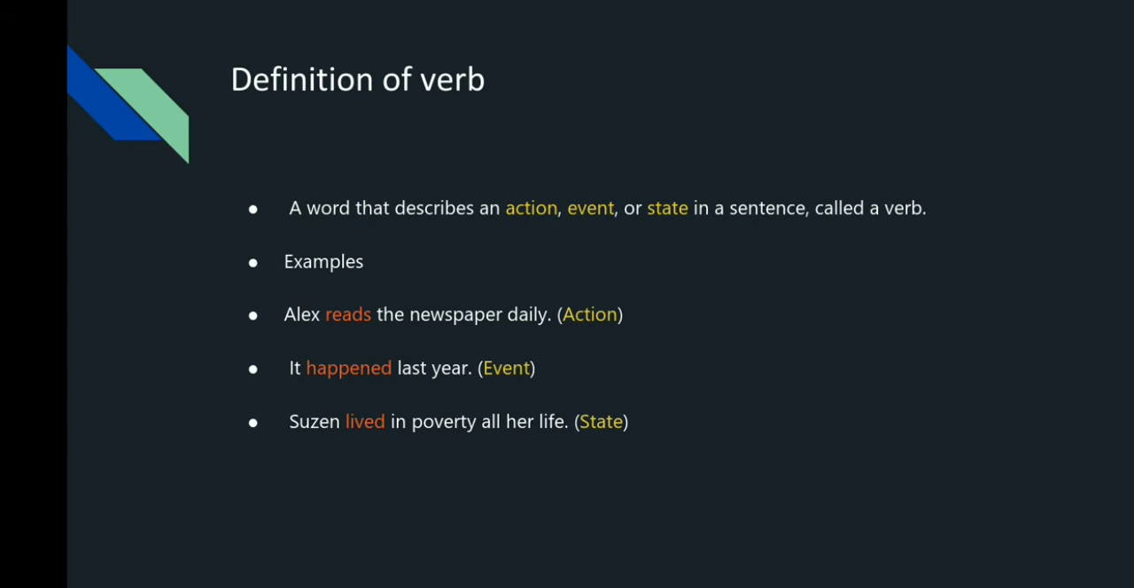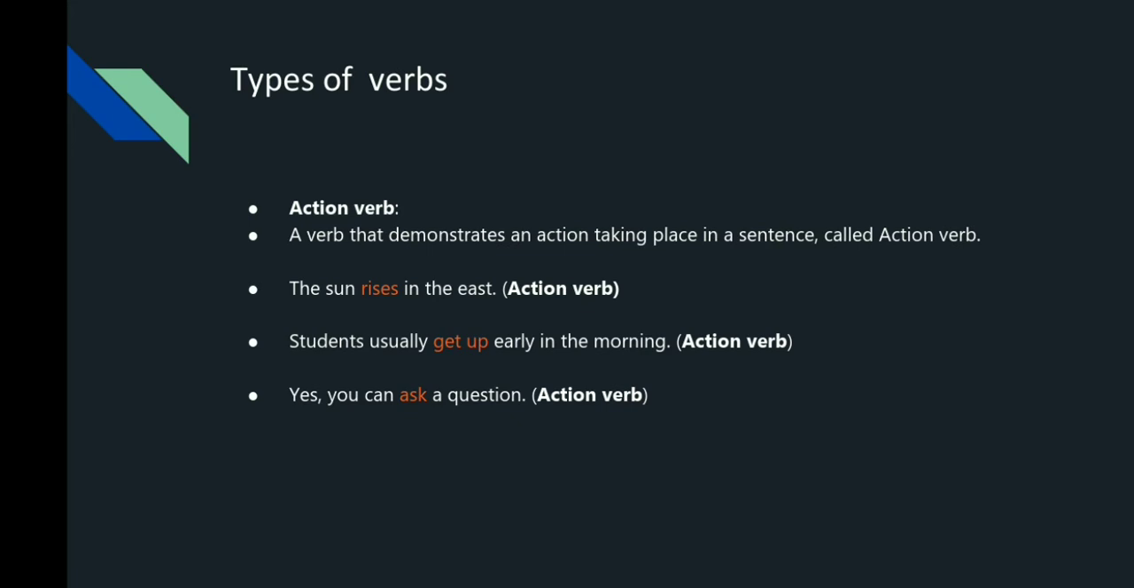And in the third example, we can see Susan lived in poverty all her life. Now, in this sentence, lived, okay, it is actually a verb in this sentence because it is representing a state. Okay, now moving further, I would like to talk about the types of verbs. The first type which I am going to discuss here is the action verb. A verb that demonstrates an action taking place in a sentence is called an action verb.